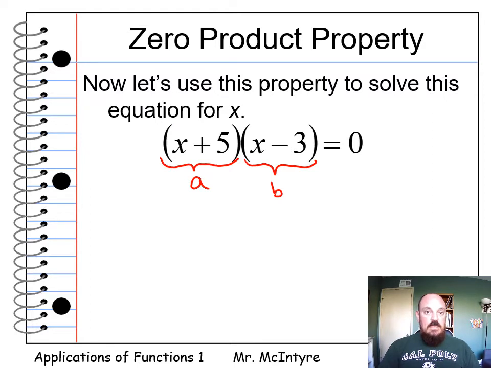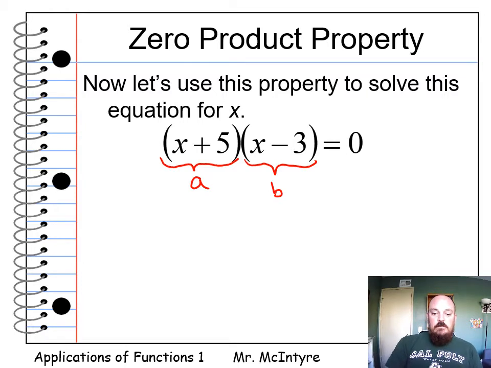Remember, each one of those is a number. X plus 5 is a number. We don't know what that number is unless we know what x is. But for example, if x was 10, then the first number is 15, 10 plus 5, and the second number is 7, 10 minus 3. So each one of those is a number. So what we have is the zero product property. A times B equals 0.